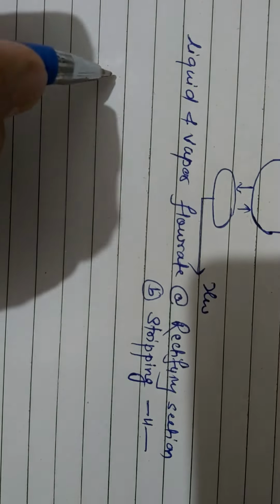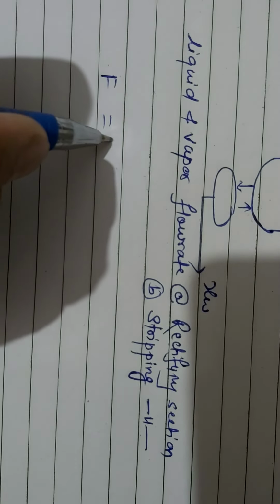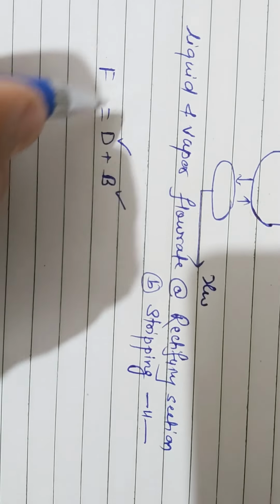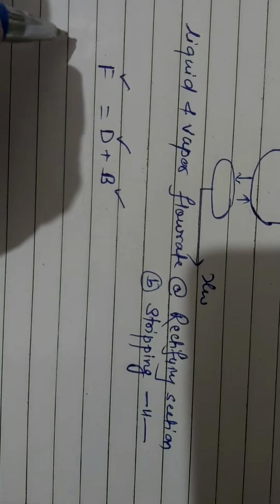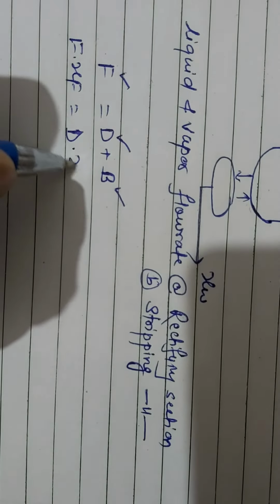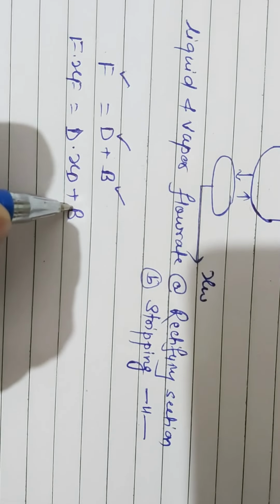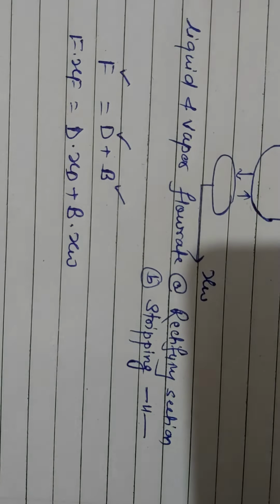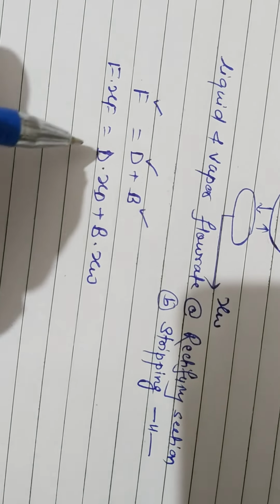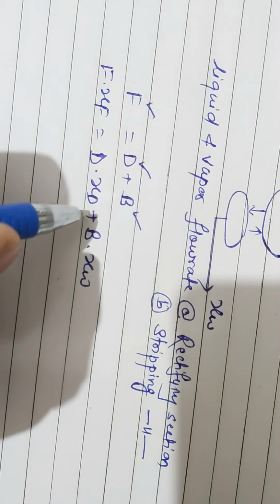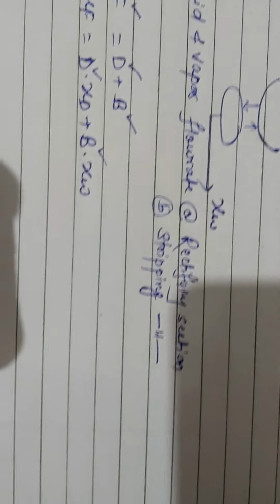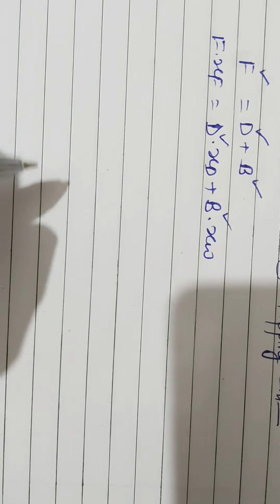Now we have the equation F equal to D plus B. D is the top product, B is the bottom product, and F is the feed. There is another equation, basically the component balance. So there are two equations and two unknowns. So you can find out D and B, and then you can proceed with the McCabe-Thiele method.